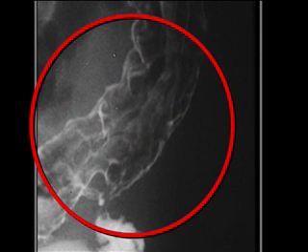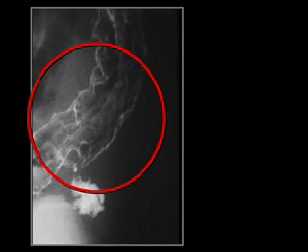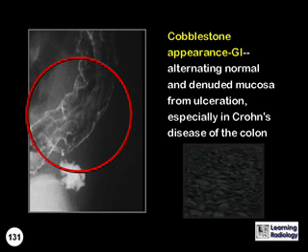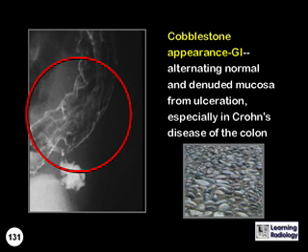What is the descriptive term given for this appearance? This is the cobblestone appearance, which is alternating normal and denuded mucosa from ulceration, especially in Crohn's disease of the colon. Here's an example of a cobblestone street.